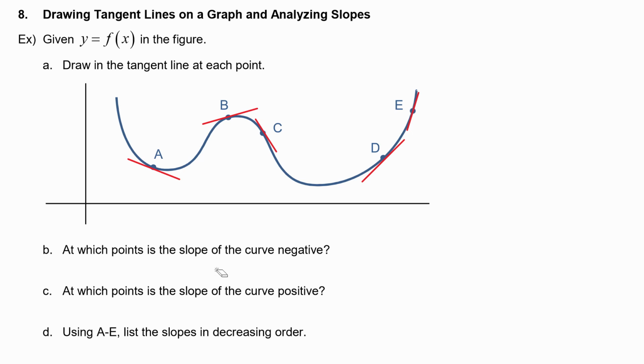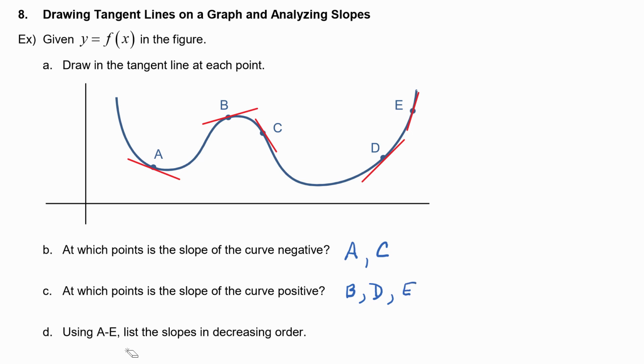At which points is the slope of the curve negative? We can see that the slope at A is negative. The slope at C is negative. At which points is the slope of the curve positive? This is a positive slope here at B. There's a positive slope at D and a positive slope at E.